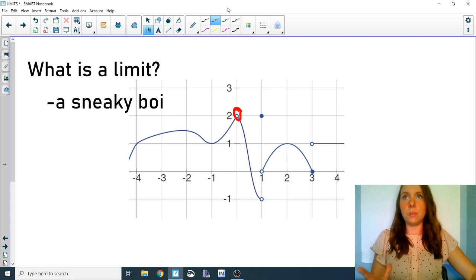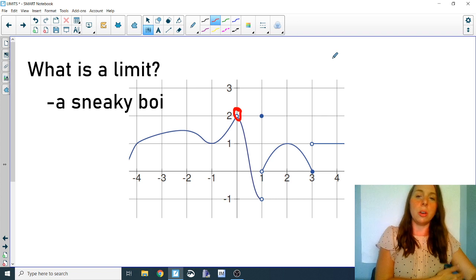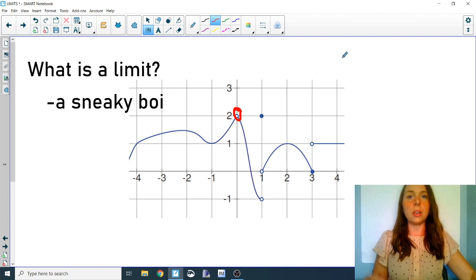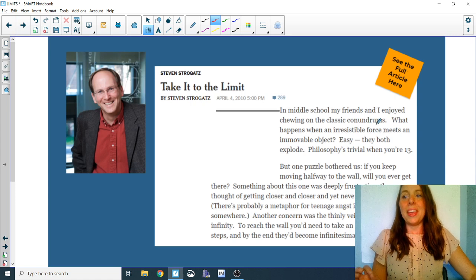And what I want to do for the rest of this video is give you some resources, some examples, and then some slides at the end where I show you where we can go with limits to hopefully get a nice rounded picture of what a limit is. Okay, so here's a resource.